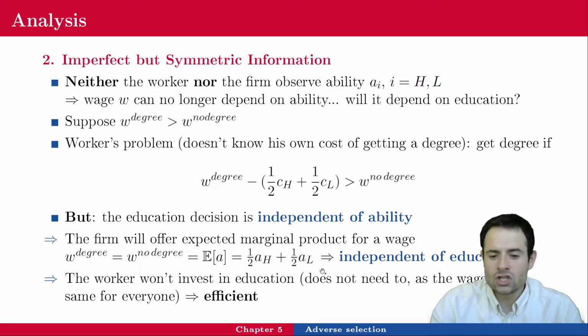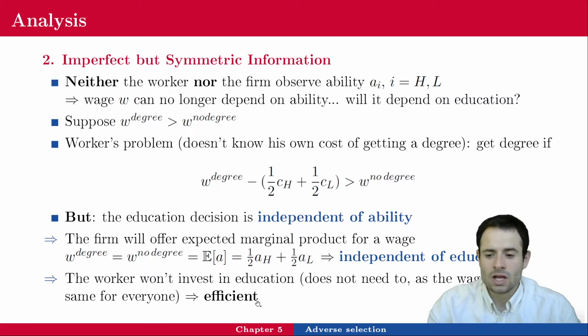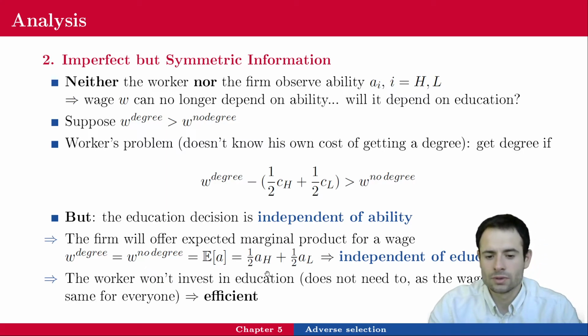Now, if the wage does not depend on education, then why would a worker get education? The wage will be the same for everybody. It's an average of both ability levels. So, given this, the worker does not want to get an education. He doesn't get an education, and it will be efficient. Well, it will be efficient if this is acceptable to the worker. But we have assumed that it is because there is no disutility of labor.